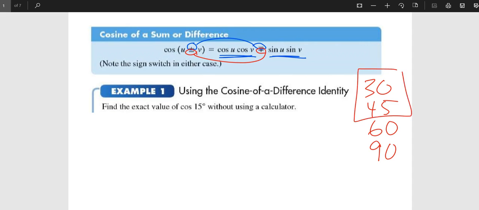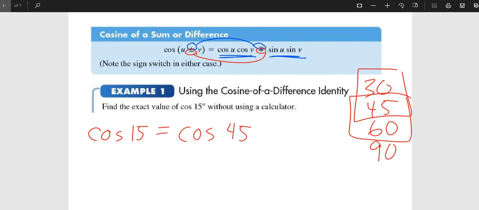We could use 30 and 45. Other people might use 60 and 45. It's okay. Both of those would work. So if we want the cosine of 15 degrees, that's the same thing as saying the cosine of 45 minus 30.